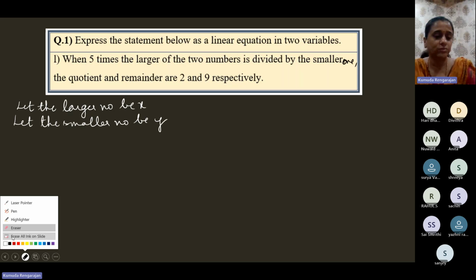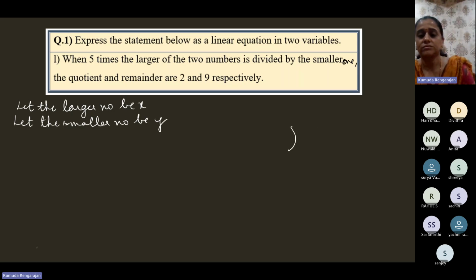Look at this division process, children. When 5 times the larger of the two numbers, which is the larger one, x, so 5x, is divided by the smaller one, the quotient and remainder are 2 and 9 respectively. The quotient is 2 and the remainder is 9.